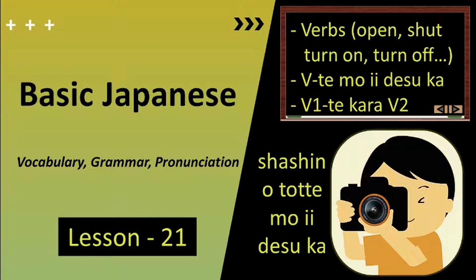The first one ending with te mo ii desu ka, which refers to asking permission to do an action. And the second one which has te kara in between two verbs to indicate that the second action is to be conducted upon completion of the first. And by the end of this lesson, you will be able to use all of them and frame sentences on your own. So please watch it till the end.